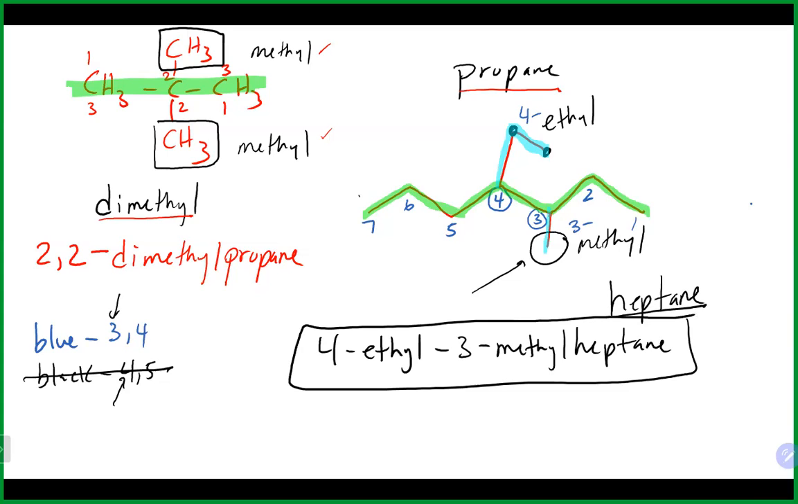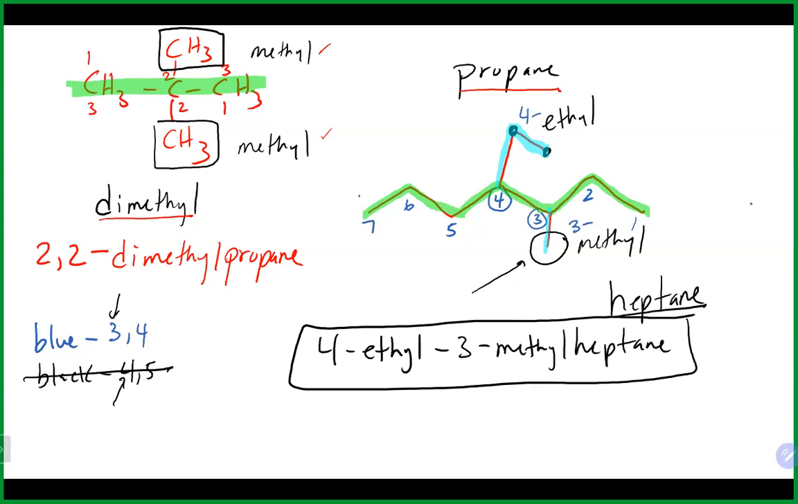Again, basically what that name means is heptane, you got 7 carbons in a row. And if you go to carbon number 3, you should find a methyl group. And if you go to carbon number 4, you should find an ethyl group. Question on that naming part?